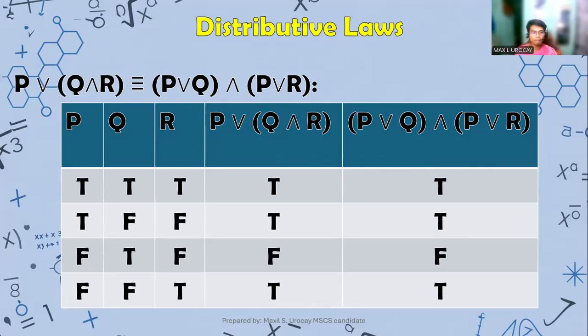Now we'll begin to calculate this first. That is Q and R, so we are multiplying that. So let's put the Q and R here. Q and R, true and true, that is true. Then for F and F, that is F. Remember, calculation is multiplication. P and F is false, and F and P is false.